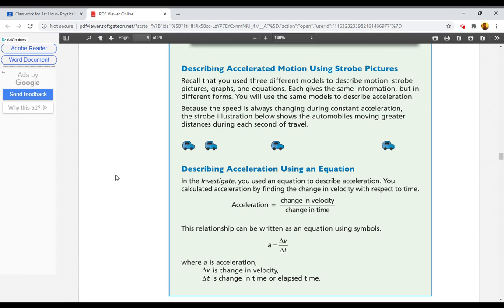All right. Describing acceleration using an equation. In the investigate, you used an equation to describe acceleration. You calculated acceleration by finding the change in velocity with respect to time.